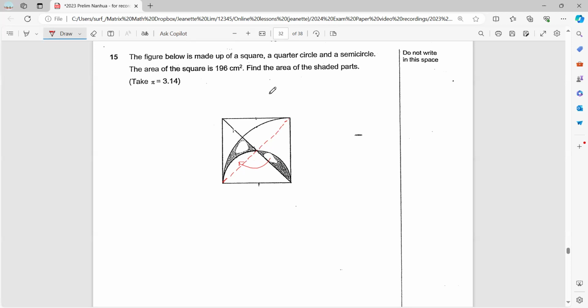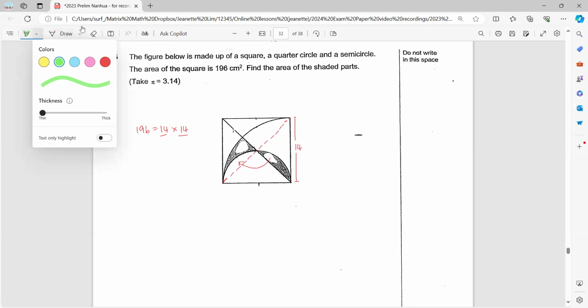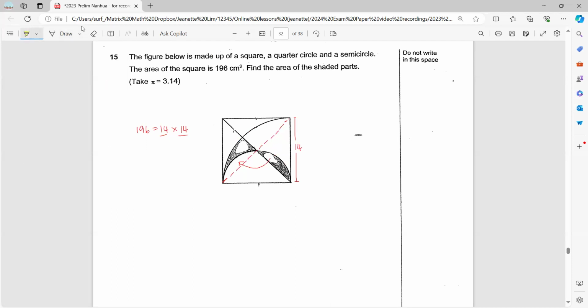Okay, let's find one side of the square first. So one side of the square, 196 is 14 times 14. So this is 14. I want to find area of the quadrant. Okay, this is the quadrant.